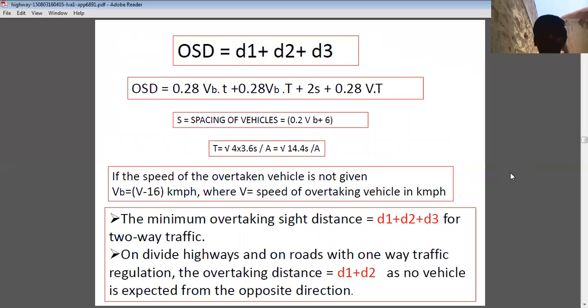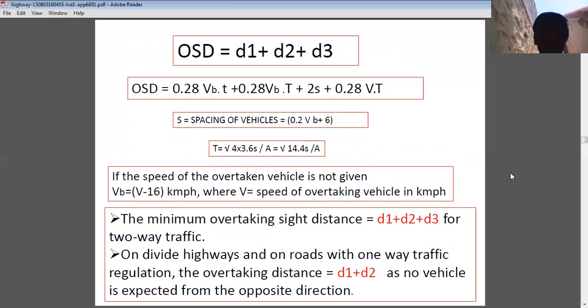And we get the formula: OSD, overtaking sight distance, equals D1 plus D2 plus D3. OSD is equal to 0.28 VB t plus 0.28 VB T plus 2S plus 0.28 V T. S is the spacing of vehicles, 0.2 VB plus 6. T is equal to root of 4S divided by A, which is root of 14.4 S divided by A seconds.